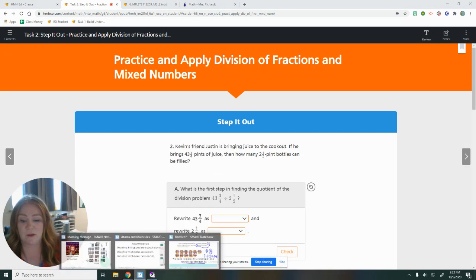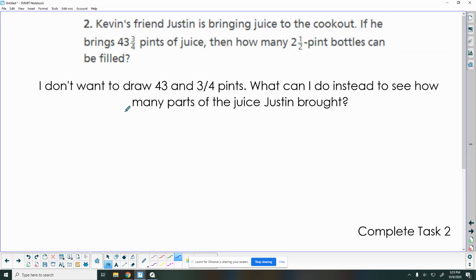So we are going to just come right over here. Kevin's friend Justin is bringing juice to the cookout. If he brings 43 3/4 pints of juice, then how many 2.5 pint bottles can be filled? Now, I don't know about you guys, but sometimes I'm kind of lazy and I do not want to draw 43 groups of something. Actually, I wouldn't call it lazy. I would call it being smart. If I can do something a better and faster way, I am all for it.